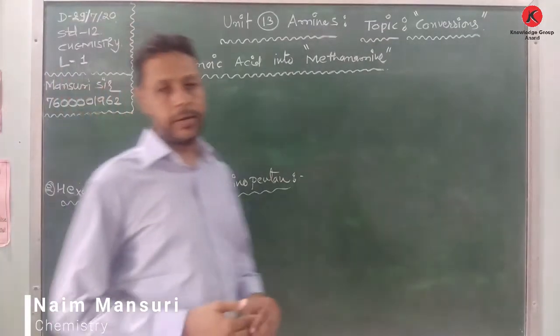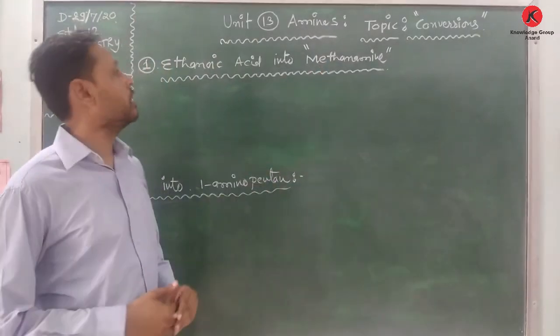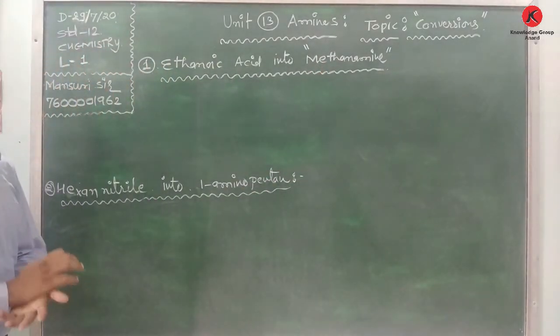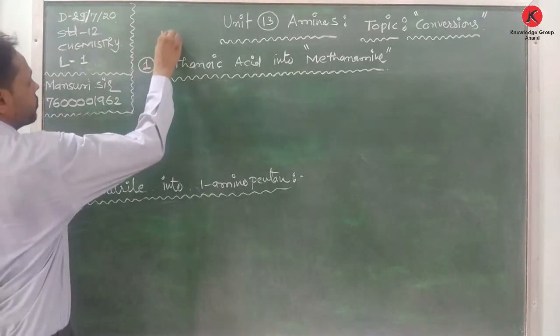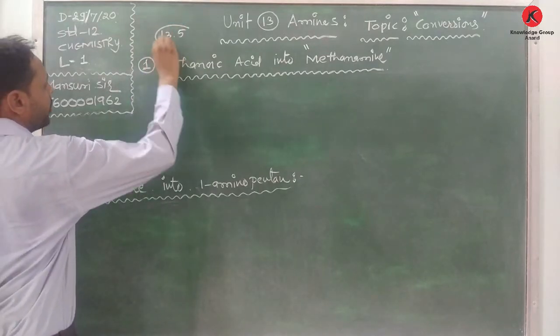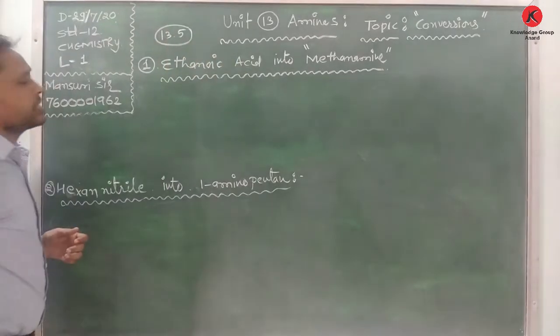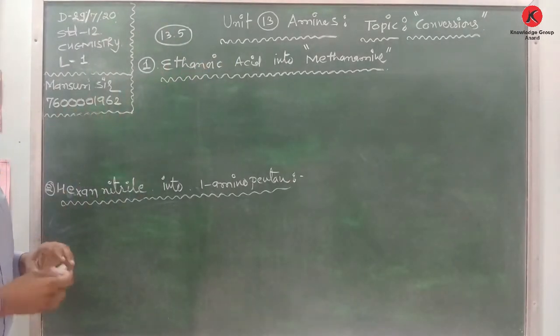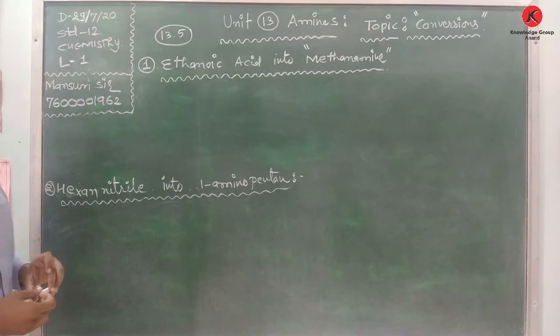Student, now we will take conversions. Your chapter Amines contains lots of conversions. First question, exercise 13.5, which is conversions. First one, ethanoic acid into methanamine.